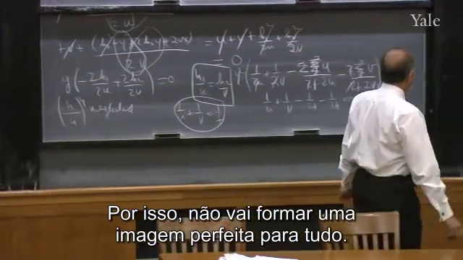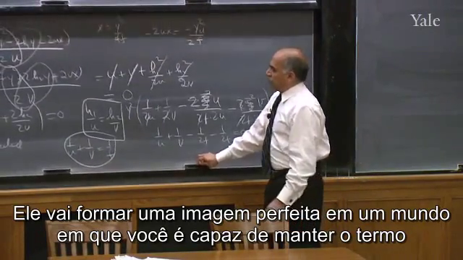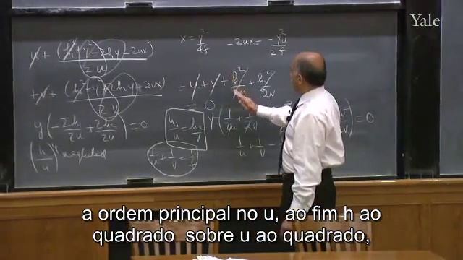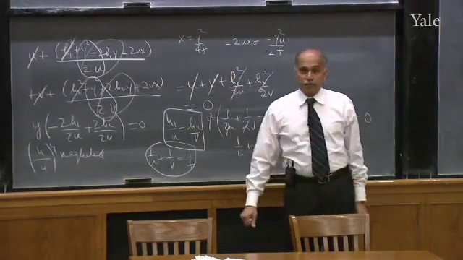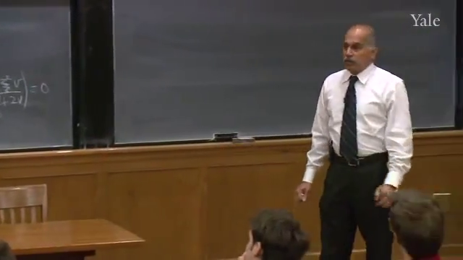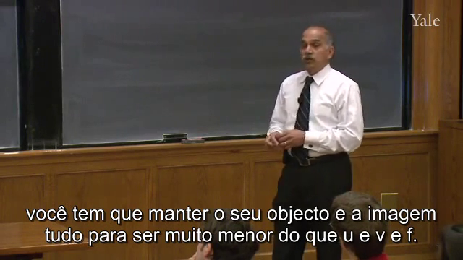So it's not going to form a perfect image for everything. It'll form a perfect image in a world in which you are able to keep the term to leading order in u, to the order h squared over u squared, and stop. This is an approximate thing. So for it to successfully work, you've got to keep your object and the image all much smaller than u and v and f.